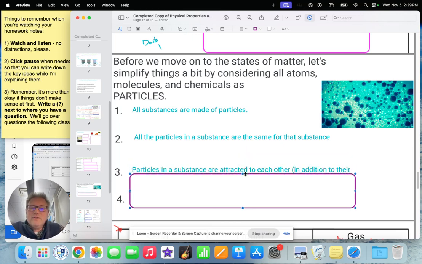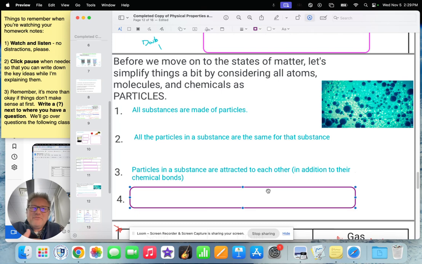The third rule is getting into the next level of how those things are moving around. Particles in general have some level of attraction, not just ionic or covalent bonds. When particles are near each other, there are levels of attraction, where they want to be near each other depending on how much energy they have. And we'll see how that plays a part in the states of matter in a sec.